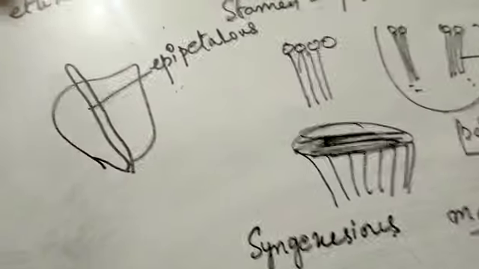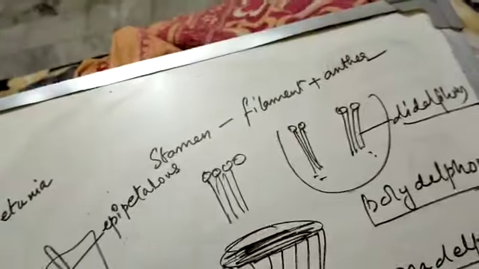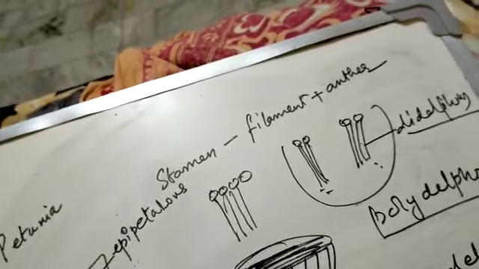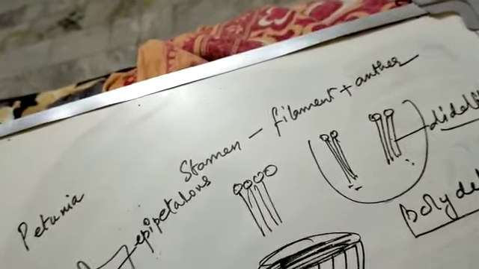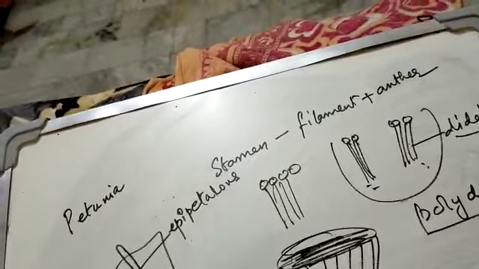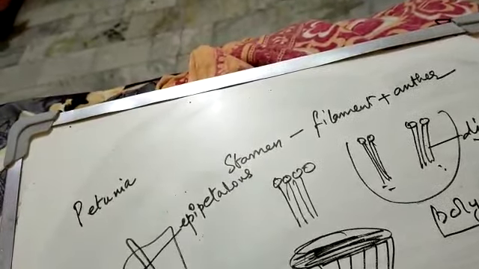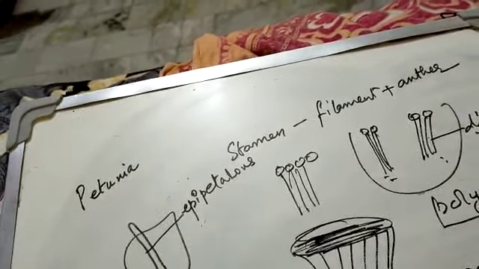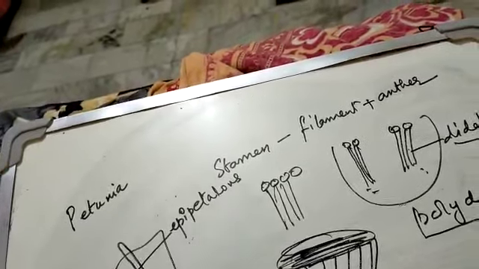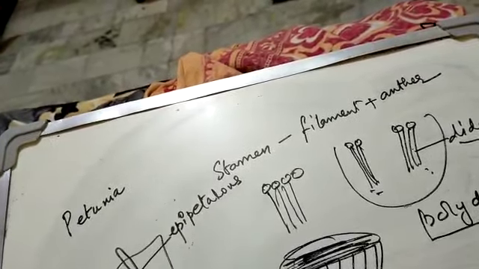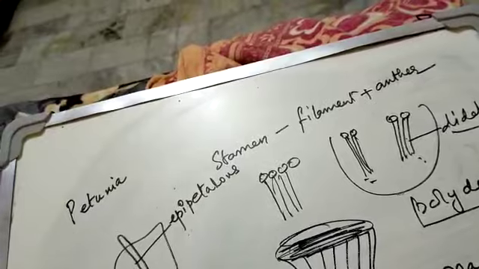Right. So what have we studied? The androecium has two parts. The stamen has two parts, the filament and the anther. The filament and the anther are connected together with the help of a connective, right? And the stamens could be many. If the stamens arise from the petal, it is called epipetalous condition.